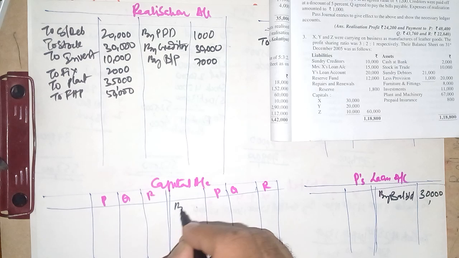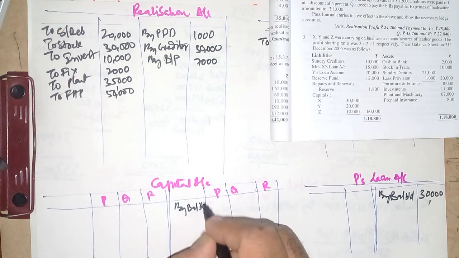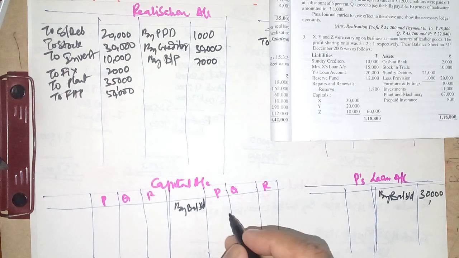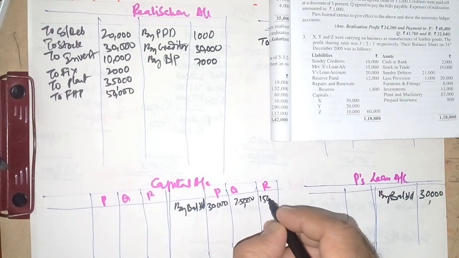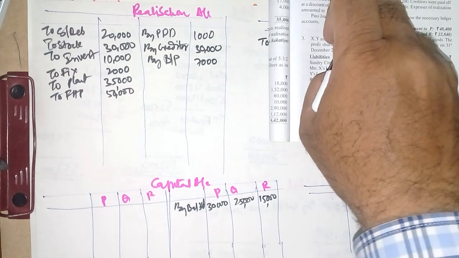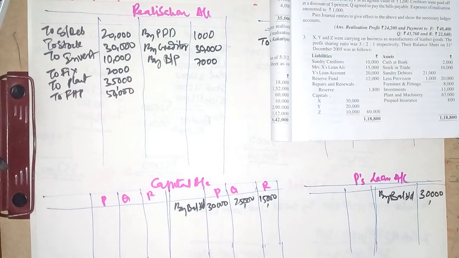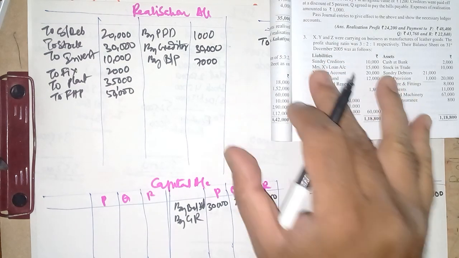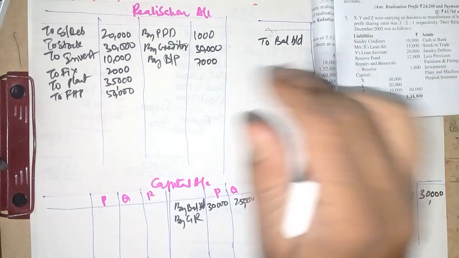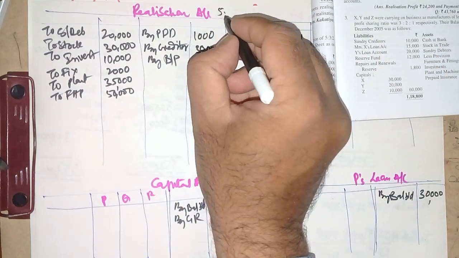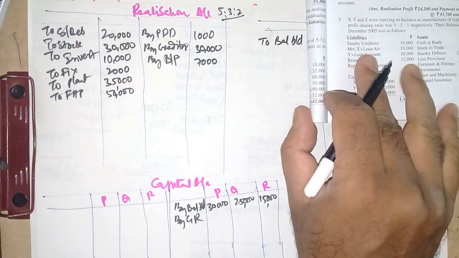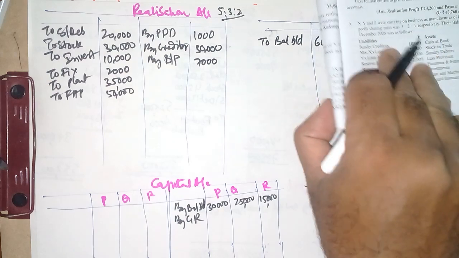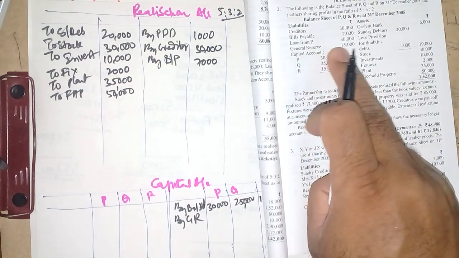Then capital balances by balance brought down. Opening balances of capital are 30,000, 25,000 and 15,000. Then we have been given general reserve. As you are already aware, this general reserve is to be distributed among the partners in the OPSR, the old profit sharing ratio. What is the old profit sharing ratio? As per the question it is 5:3:2. So the general reserve amount comes to 15,000.